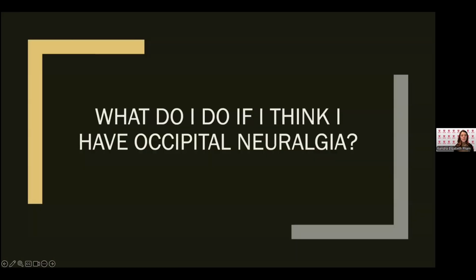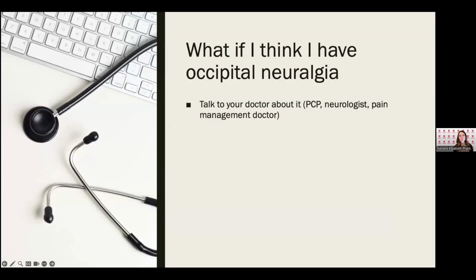So what do I do if I think I have occipital neuralgia? Well, the first step, if you think you have occipital neuralgia, is to actually talk to your doctor about it. Your primary care doctor, if you have a neurologist or a pain management doctor, talk to them about it. Give them a really good history of your symptoms. They can help determine based on that, is this occipital neuralgia, or is it something else that looks like occipital neuralgia? And they can do an examination and determine if there's other testing that you need done to look for other causes. But that's the main thing. If you think that you have this, talk to your doctor about it.